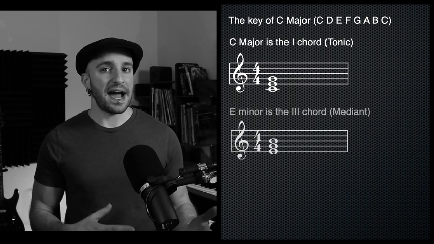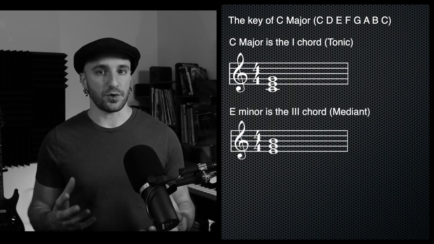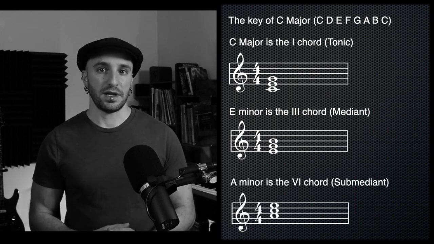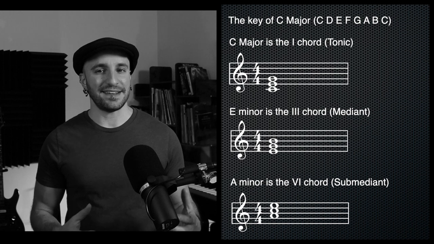In any major key, let's take C major for example, just to make it really simple, your C major will be your one chord or your tonic chord. Your three chord, or E minor in this case, would be your mediant chord. And your six chord, in this case A minor, would be your submediant chord. These are all diatonic chords to the key of C major.